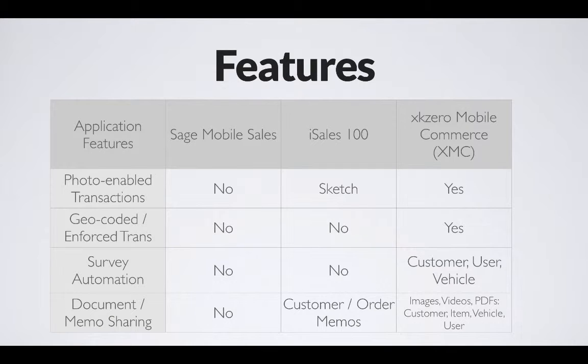In terms of photo-enabled transactions, XMC is photo-enabled. iSales 100 is not currently photo-enabled, but we do allow the attachment of a drawing to an order or a transaction. No photo enablement, no geocoded transactions, no surveys, no document sharing for Sage Mobile Sales, where you'll notice on iSales 100, we don't geocode, we don't have the surveys, but we do share customer memos and order memos directly from Sage 100 with iSales.